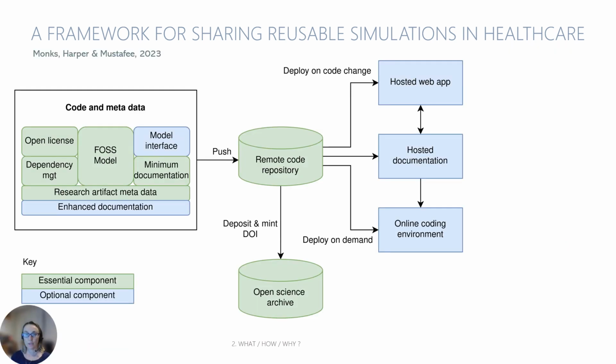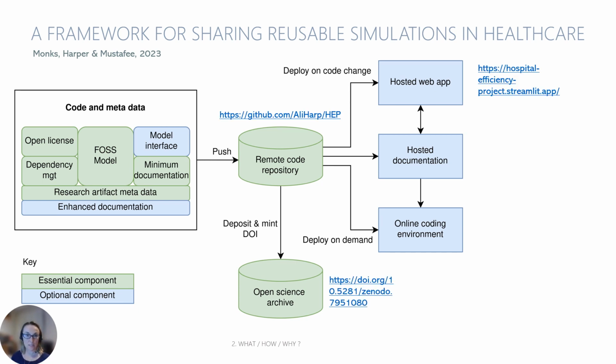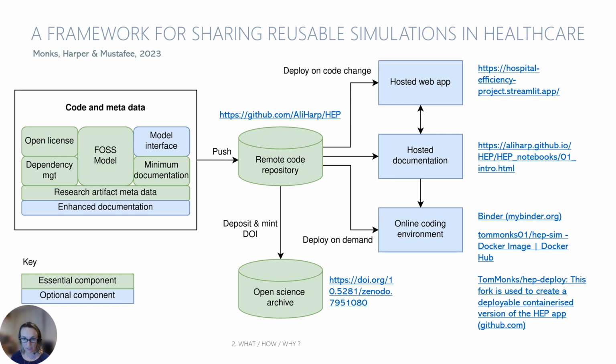Not all components are necessary for all projects, but we implemented all of this in this project partly to test their applicability. So the GitHub repo is here, Zenodo here. This is the link to the web app and to the Jupyter book, plus we have links to Binder, and Tom Monks has also created a Docker image so that the model can be deployed via Docker.